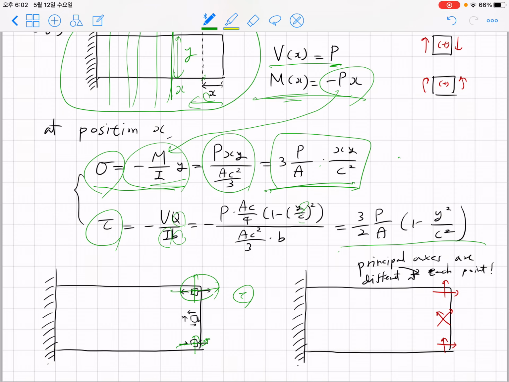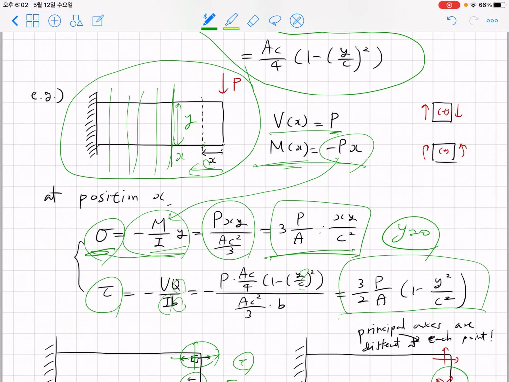Now, but at the center, when y becomes 0, sigma x becomes 0, and sigma y is 0 for this problem, and we have the maximum shearing stress, which is the pure shear stress. In that case, principal axis will be this 45-degree angle. Okay, so what you can see here is, depending on the location, we're going to have different principal axis.